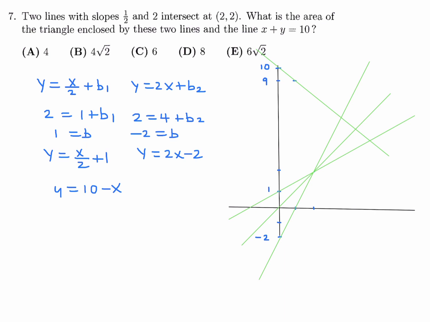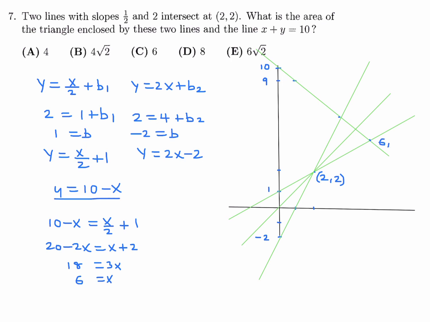Okay, so now I've got to figure out some coordinates. This one is already given. That's just 2, 2. Okay, so this one we will find with setting 10 minus x equal to x over 2 plus 1. So if we multiply through by 2, 20 minus 2x is equal to x plus 2. 3x is equal to 18, x is 6. So this point right here is 6, and then substitute it back into either one of those, and you'll get 4 for the y coordinate.